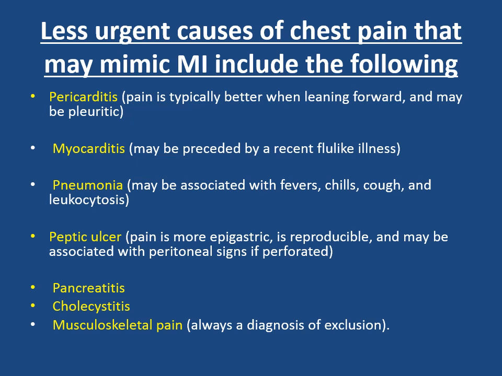The first cause can be pericarditis. Pain is typically better when leaning forward and may be pleuritic. Myocarditis may be preceded by a recent flu-like illness. Pneumonia may be associated with fever, chills, cough, and leukocytosis. Peptic ulcer: the pain is more epigastric, reproducible, and may be associated with peritoneal signs if perforated. Pancreatitis, cholecystitis, or musculoskeletal pain, which is always a diagnosis of exclusion.